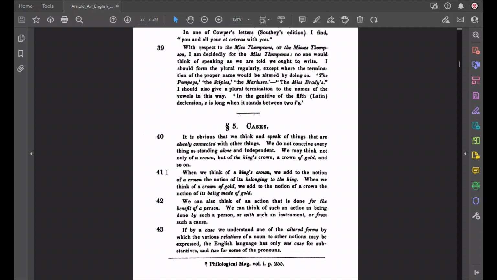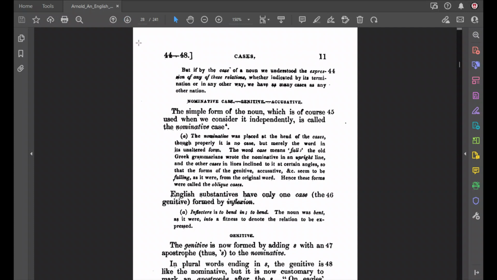Okay? So what we learn there about the genitive case being the only case that's formed by inflection, that's what paragraph 43 is talking about. If by case you mean changing the form of the noun to express a relation, then there's only one case, the genitive. And then paragraph 44 says, however, if by case you don't mean changing the form of the noun, but you just mean using the noun to express different relations, well, then there are as many cases of nouns in English as any other language. It depends what you mean by case. If you mean changing the form, there's only one, the genitive. If you mean expressing different relations, then all of those cases exist, okay?